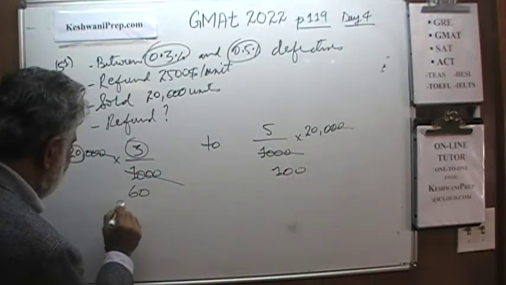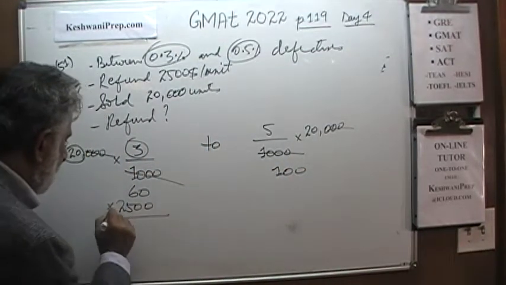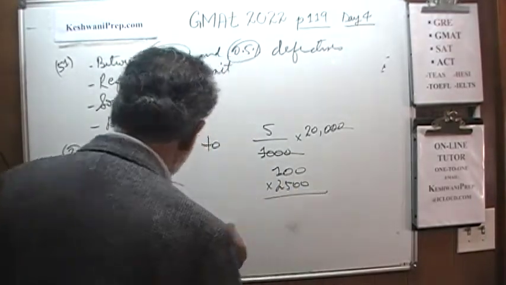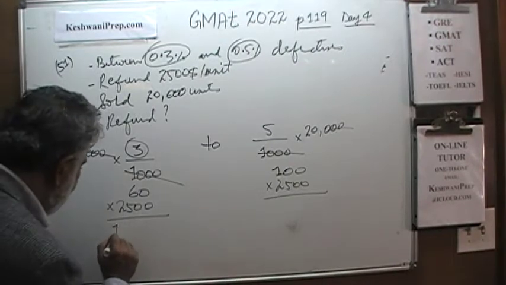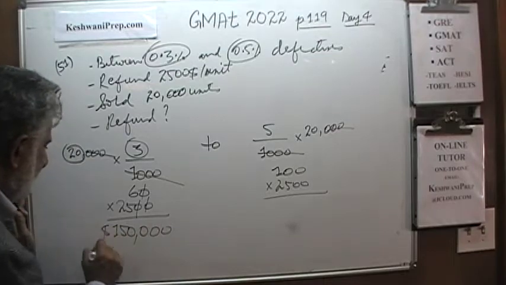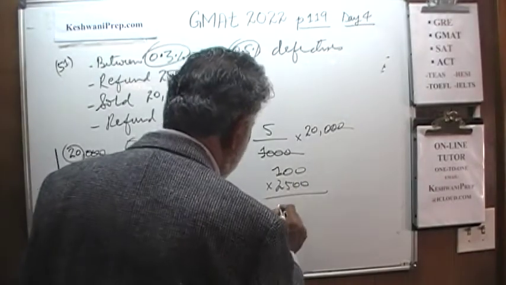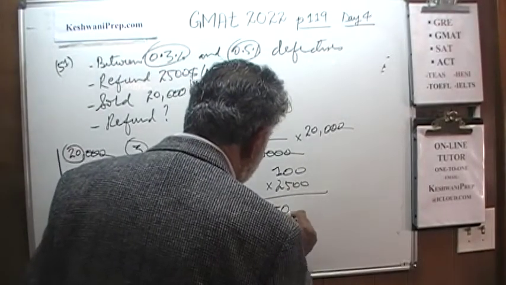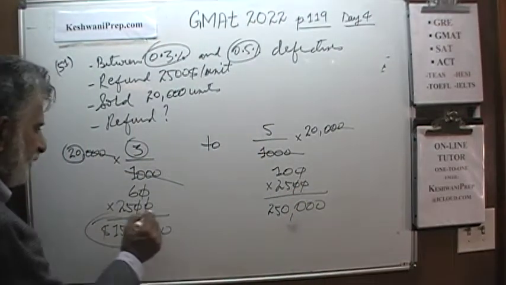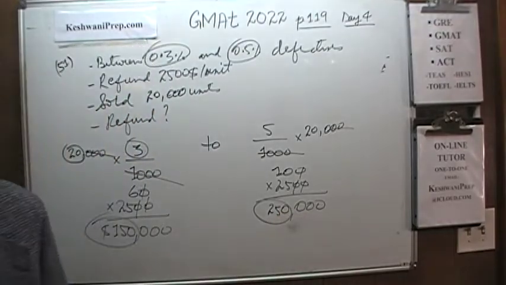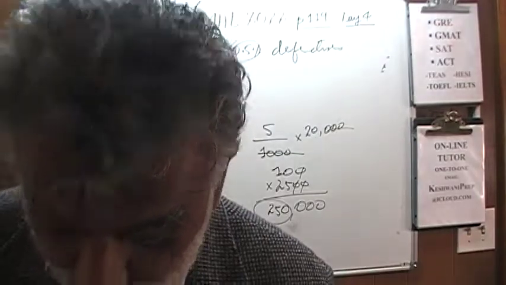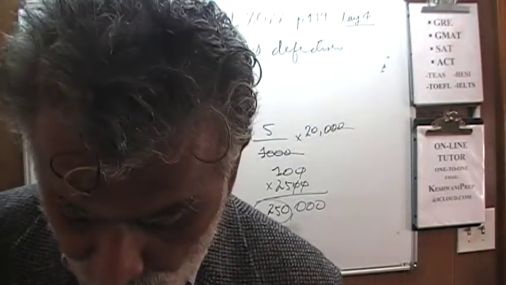And since we are giving a refund in the sum of $2,500, 25 times 6 is 150, and then we have 1, 2, 3 zeros. There you go. Somewhere between $150,000 and, 25 times 1 is just 25, and 4 zeros, $250,000 is what we have to be prepared for, to give the refund to the clients after we sell this batch of 20,000 units.